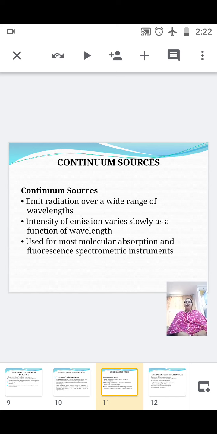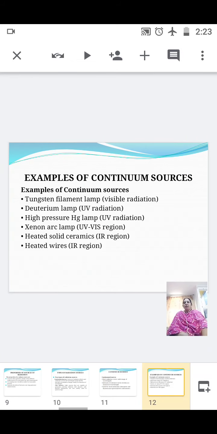They are used for most molecular absorption and fluorescence spectrometric instruments. These continuum sources are used for molecular absorption and fluorescence spectrometric instruments. These are the various examples of continuum sources.